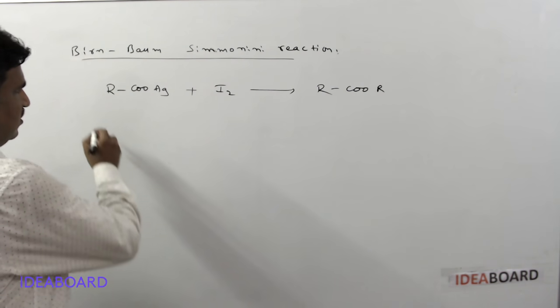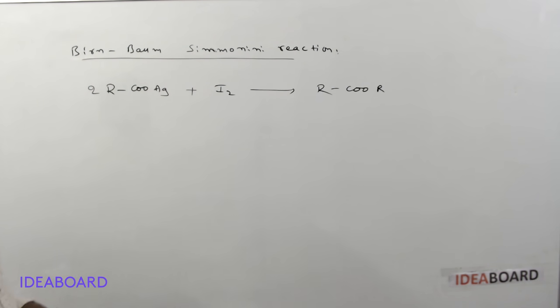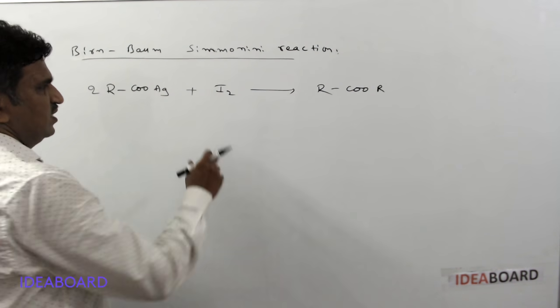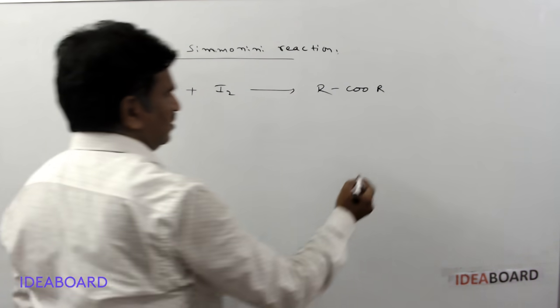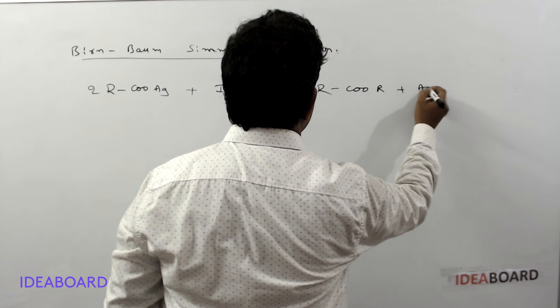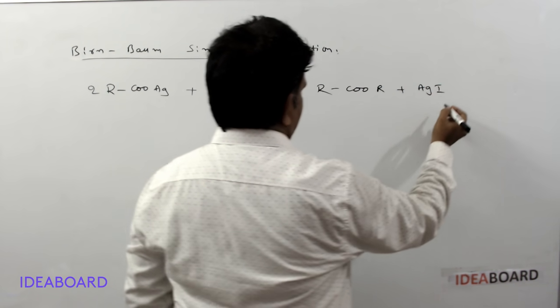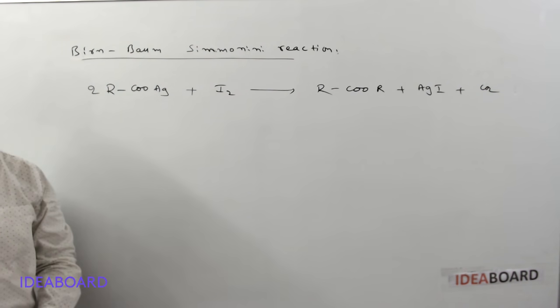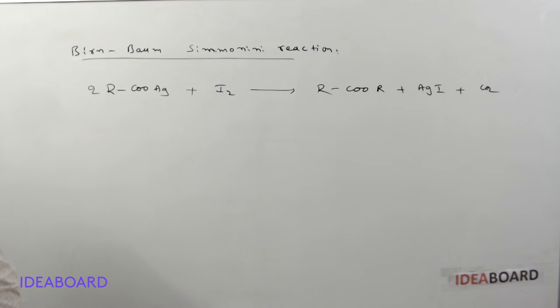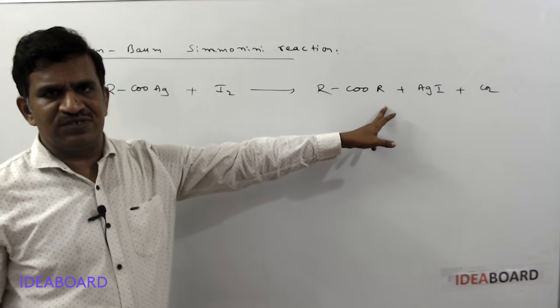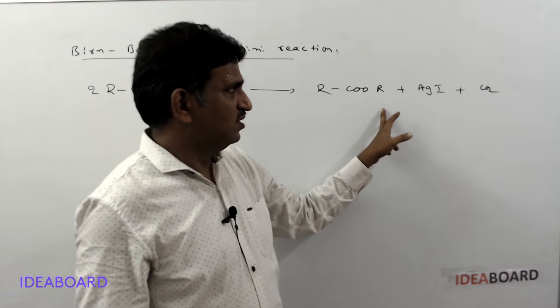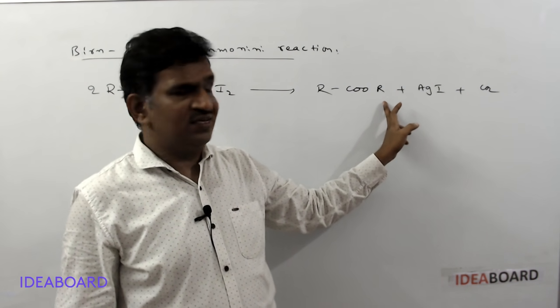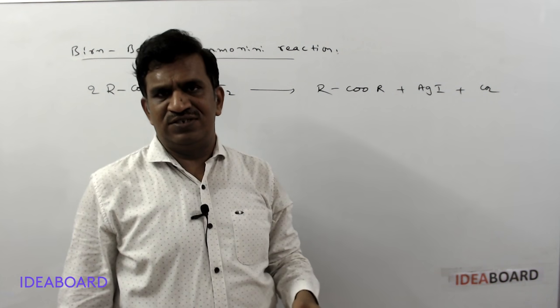RCOOR. Here two molecules of RCOOAg are taken, then we get RCOOR plus AgI and CO2. What is the product actually? Yes, the product is an ester. Alkyl halide is not formed. That is a very important thing to remember. Here it gives ester only. It doesn't give alkyl halide.